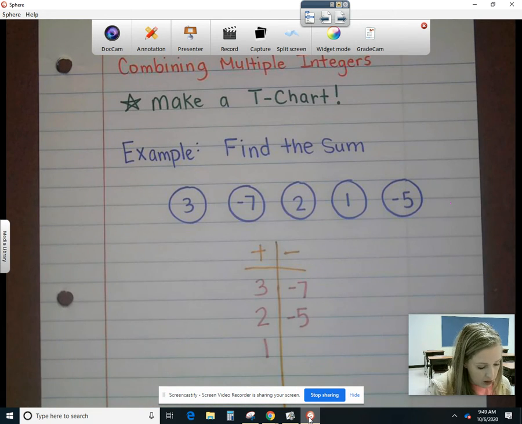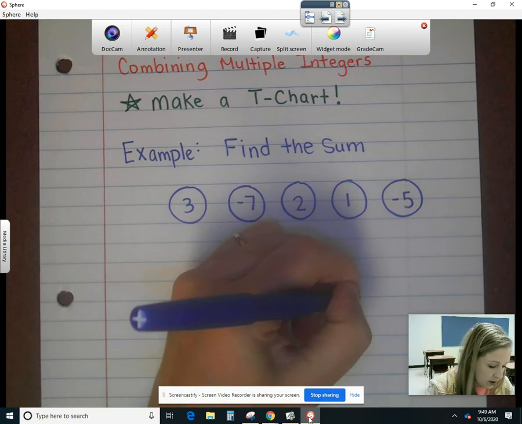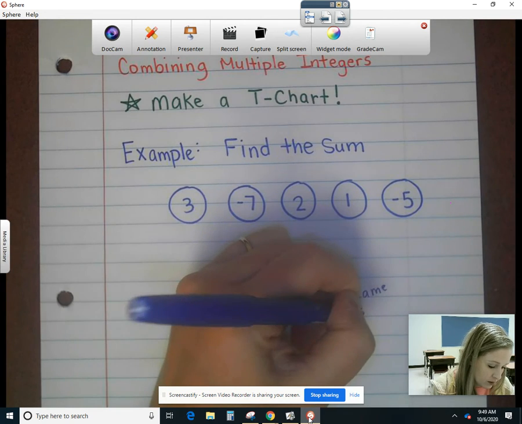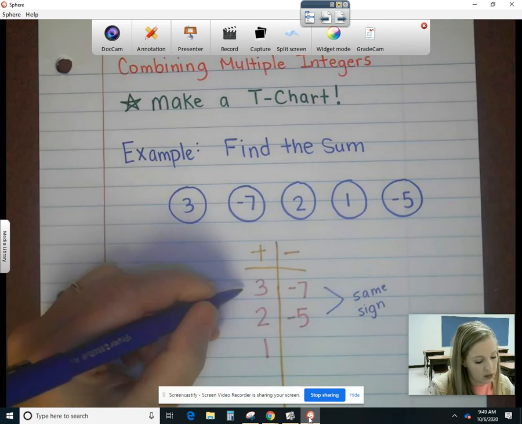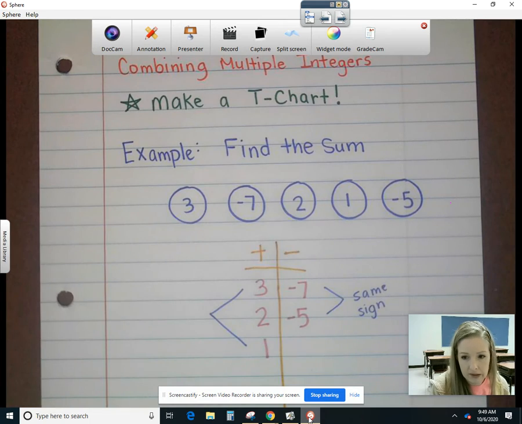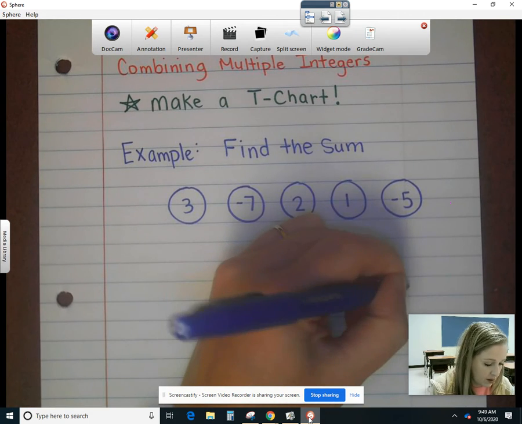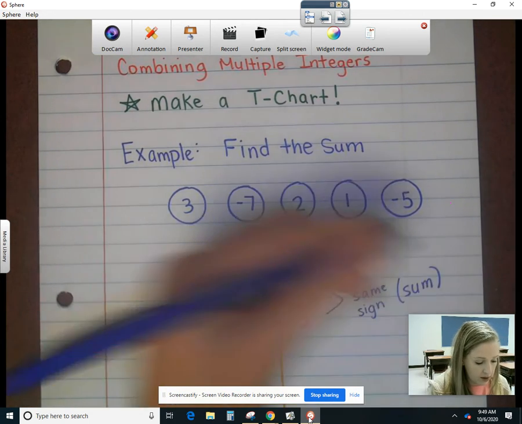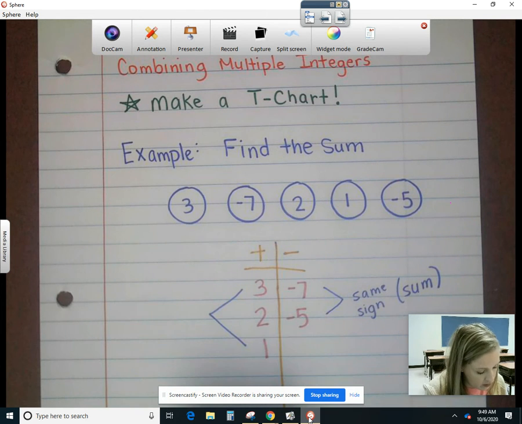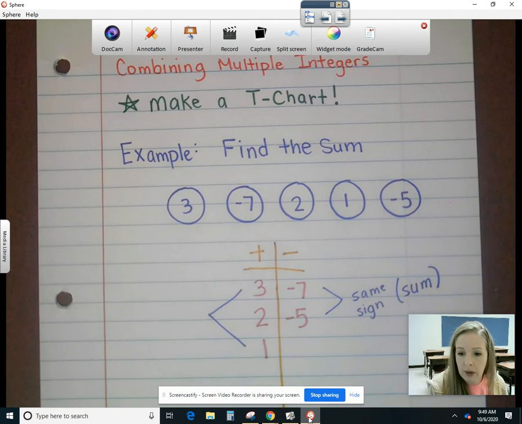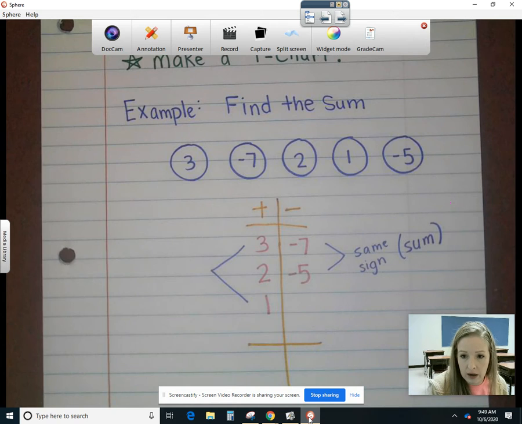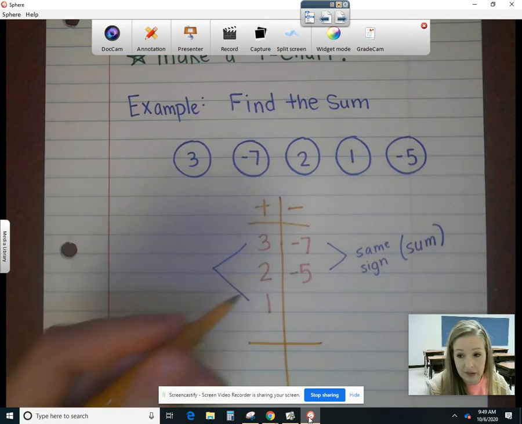Notice that these are the same sign. That's why we're grouping them together, okay? Same sign. And remember, same sign, we find the sum. So down at the bottom of our t-chart, we're going to combine our positives and combine our negatives, because same sign, we find the sum and keep the same sign.